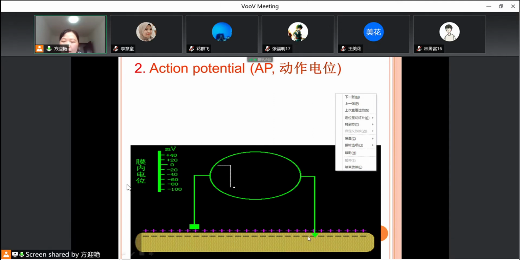We found that, compared with the outside of the cell membrane, the membrane potential inside the cell is lower than outside. We take the outside of the cell membrane as zero, and the inside of the cell is lower than zero, that is, negative. Understand?